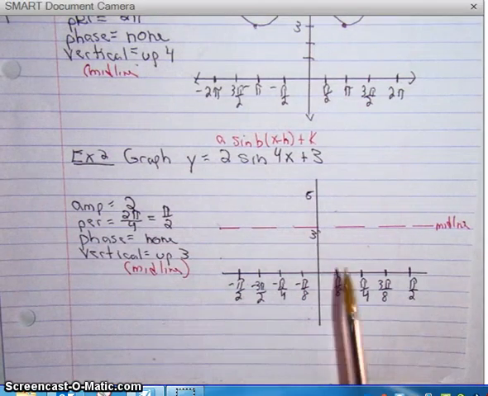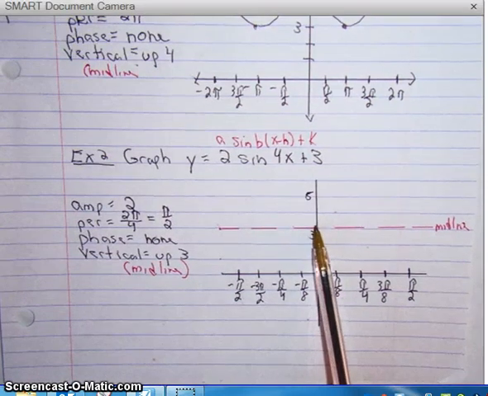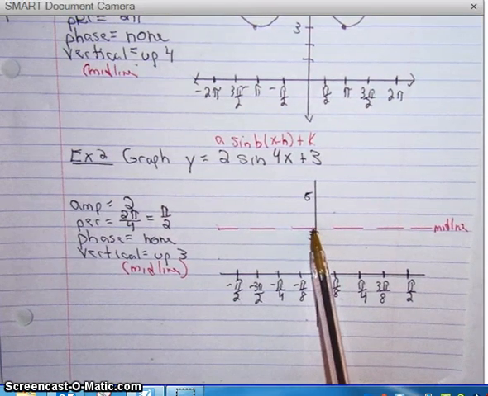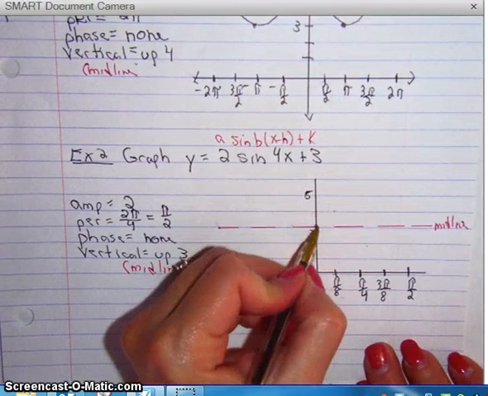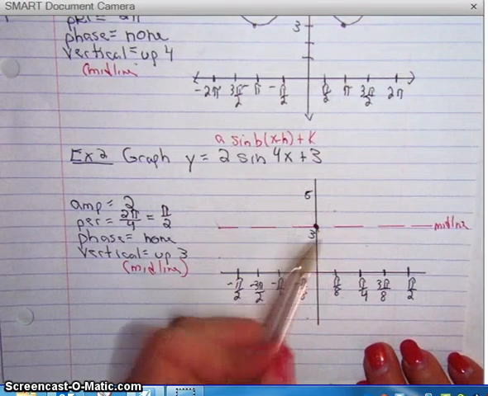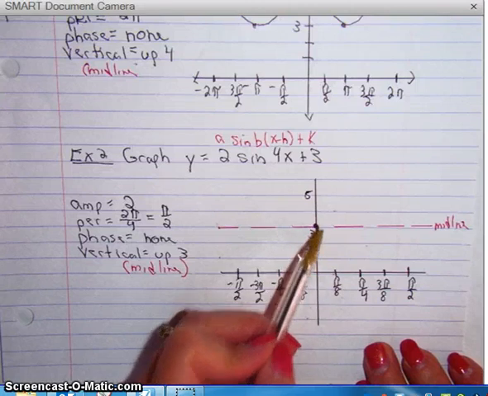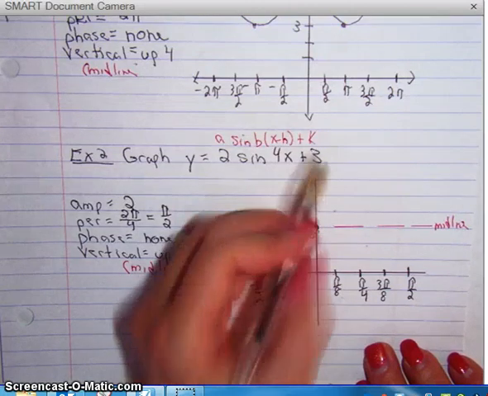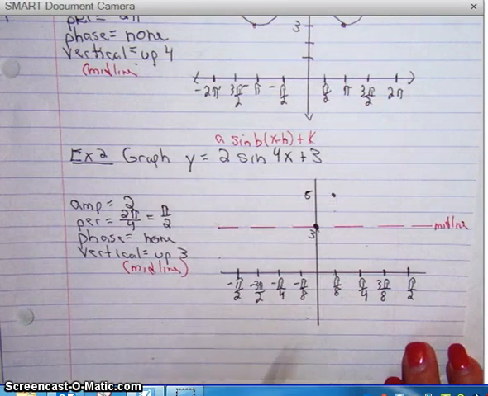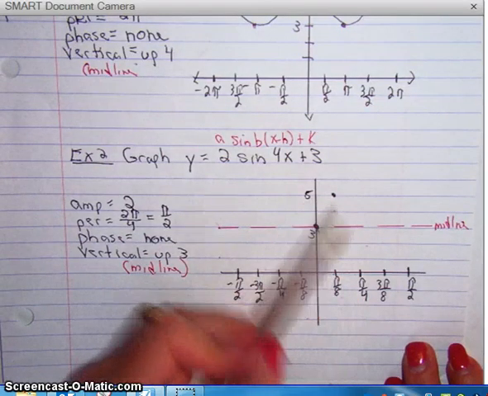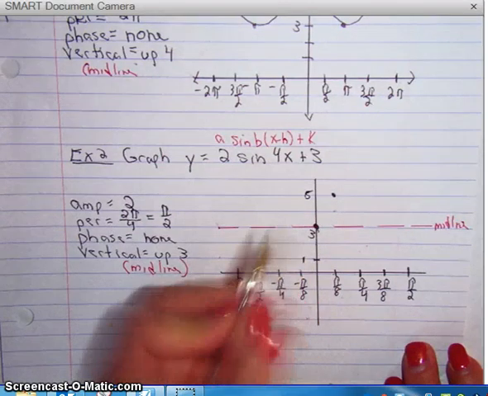Okay, let's go up to our midline. Okay. Sine starts up or down? Down. Okay. So, up here at the midline and the y-axis, we start down. First halfway point, we're up the amplitude, so up to 5. Second halfway point, we have to go 2 below the midline, so we're actually down at 1.